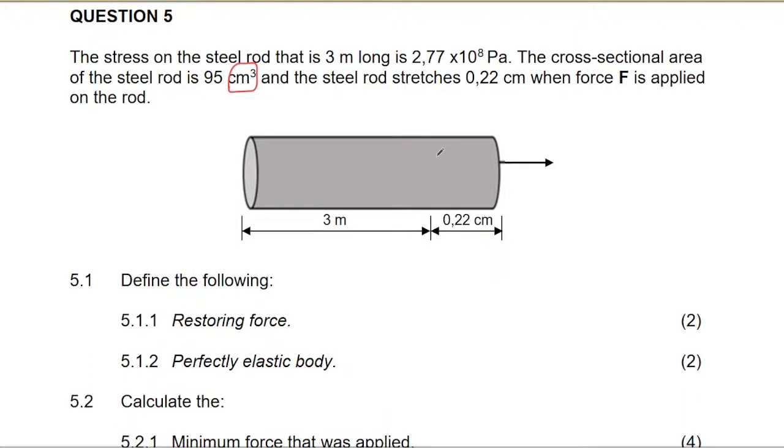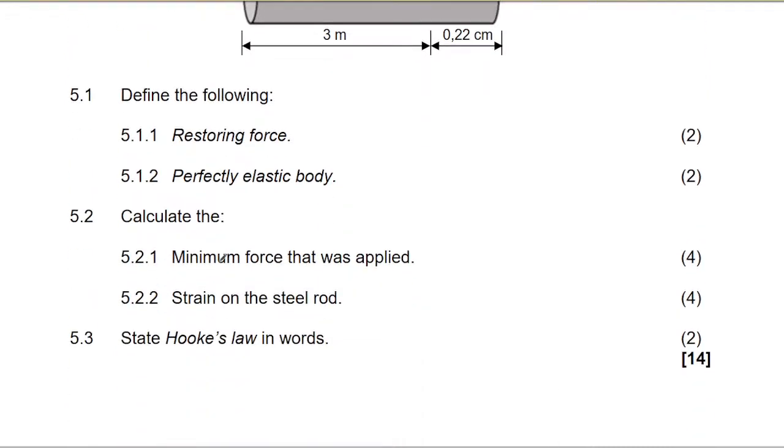So it is impossible to change the unit of the volume to the unit of the area. So this 95 centimeter squared was supposed to be used in question 5.2.1, where it says calculate the minimum force that was applied. So looking at that question 5.2.1, the minimum force that was applied, it will take about 4 marks. So the 4 marks also is going to be removed from the paper.